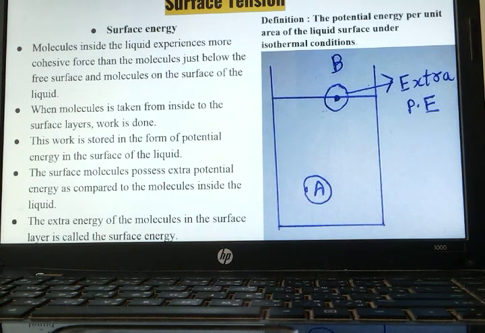Now, definition. Molecules inside the liquid experience more cohesive force than the molecules just below the free surface of the liquid. When a molecule is taken from inside to the surface layer, molecule B was over here, and it has been taken from the inside towards the surface layer. By doing so, what has happened? It has done work against gravitational pull.